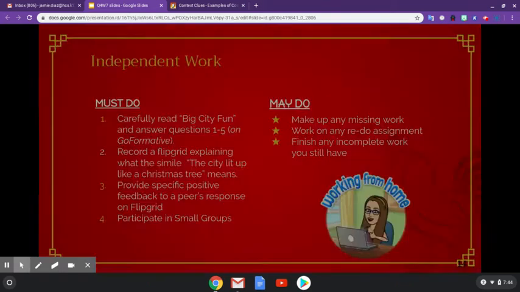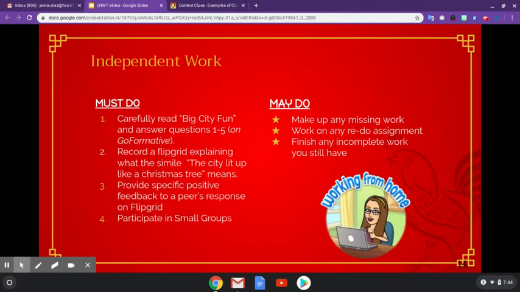Good job. And for your work this evening, you will be doing questions on Big City Fun. You'll be answering questions 1 through 5 in your Go Formative. You will also be recording a Flipgrid explaining what the simile, the city lit up like a Christmas tree, means. You are to provide a positive comment using your accountable talk on the Flipgrid to one of your classmates. Make sure that you're paying attention to your small groups so you know what time I will be calling and you are ready. And make sure that you are making up any missing work, working on any work that needs to be redone, and finishing any incomplete work you may still have.